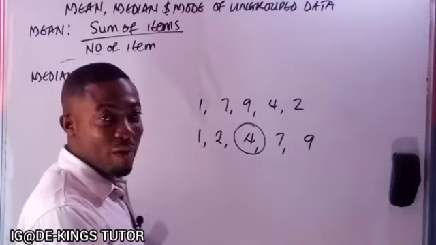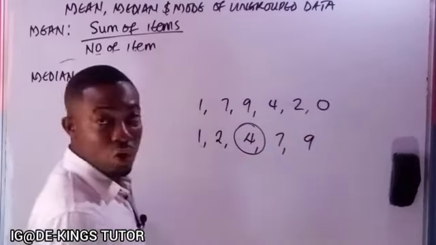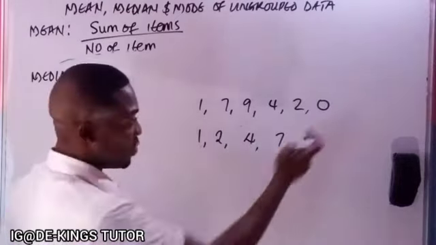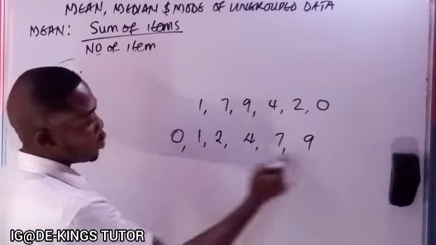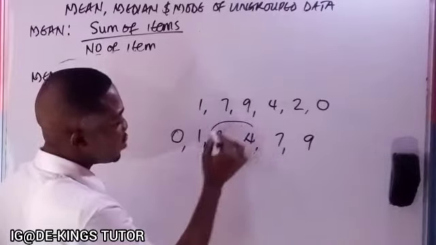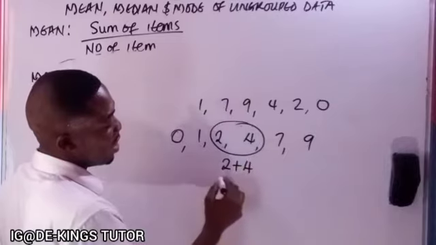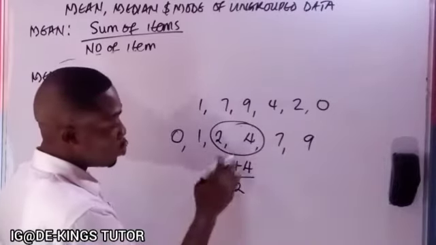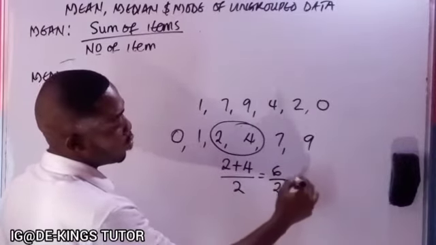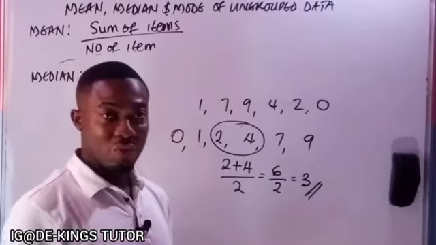Well, if we have an even number of items, making it 6, let me say I add 0 here. So what will now be the median? You have two values. So if we rearrange this now, I have 0, 1, 2, 4, 7, 9. Now, you have 2 here and 4 here. It means these two are at the middle. So if these two are at the middle, how do we get the median? You just add both of them together and divide by 2. So 2 plus 4 will give us 6, divided by 2 is 3. So the median is 3. Okay, so that is how to find the median.